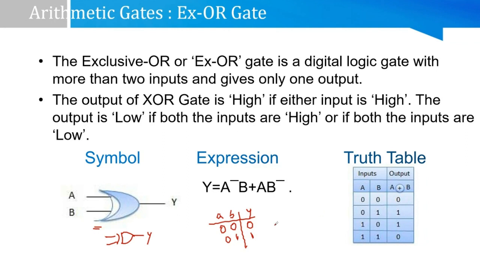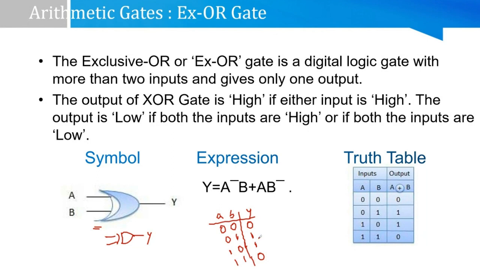Similarly, if input A is 1 and the other input is 0, it will provide the output as 1. If input A is 1 and input B is 1, it will provide the output as 0. The output will be high whenever any one of the inputs is high.